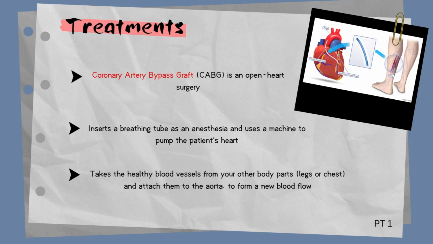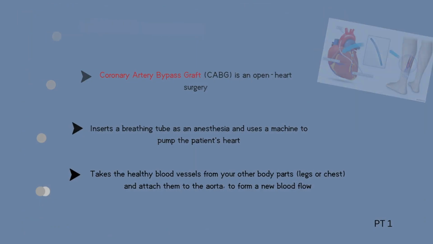For the most part, they use healthy blood vessels taken either from the leg or the inside of the chest wall, now called the graft, to attach it to the aorta and the blocked artery so as to provide a new blood flow. And there could be many blood vessels or grafts inserted to maintain a stable heart.